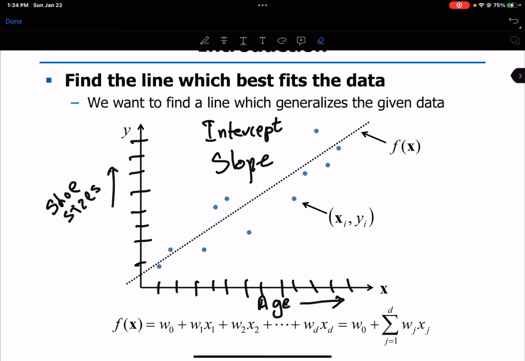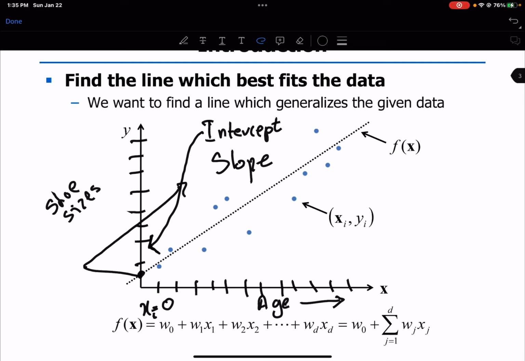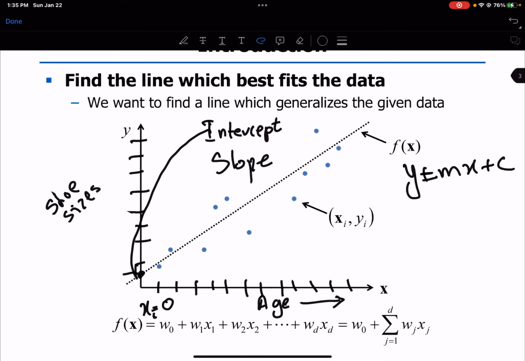Now we will study what is the slope and what is the intercept in the equation of a line. Intercept is the value of y at which the value of x is 0. So this point will be your intercept. The value of y where x is 0, in the case of this equation, y is equal to mx plus c. Sorry, c will be your intercept and m will be your slope.